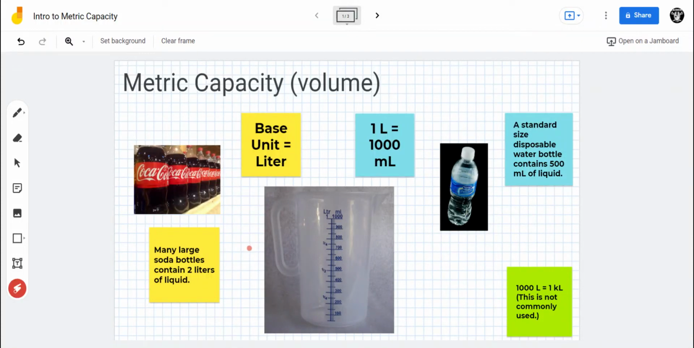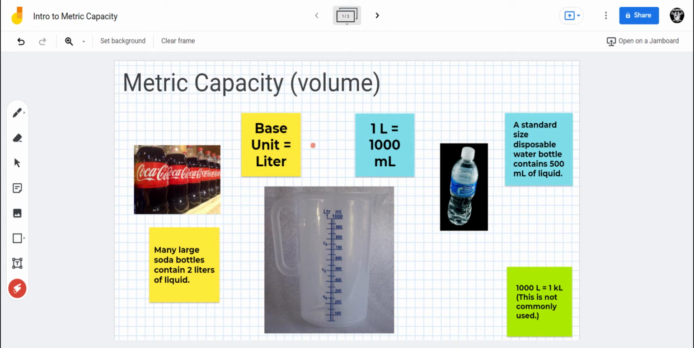Okay, students, here we are today, and we're looking at metric capacity. This is our introduction to metric capacity, which is sometimes known as volume, right? Volume or capacity is the amount that a container can hold, and it usually is the amount of liquid that a container can hold. So that's what we are talking about today in regards to the metric system.